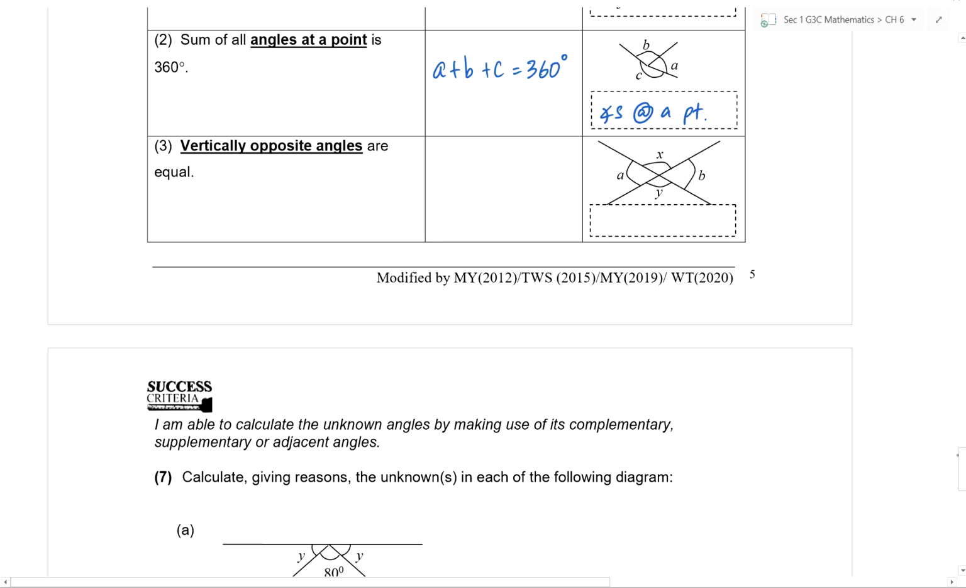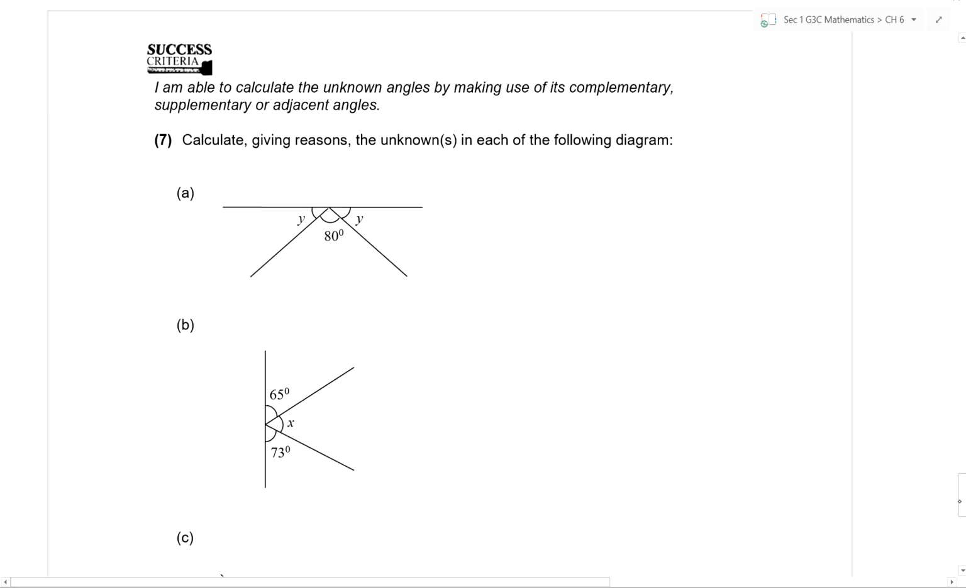The third property we have over here is that vertically opposite angles are equal. So in this case, a pair of vertically opposite angles will be A and B. They're vertically opposite each other. So we say that angle A equals angle B. Similarly, angle X and angle Y are vertically opposite each other. X is now equal to Y. The abbreviation that we will write will be vertically opposite angles.